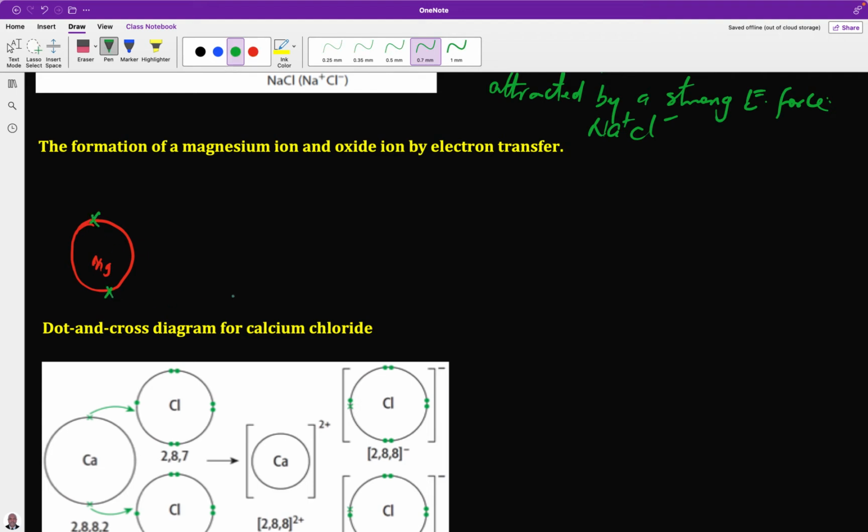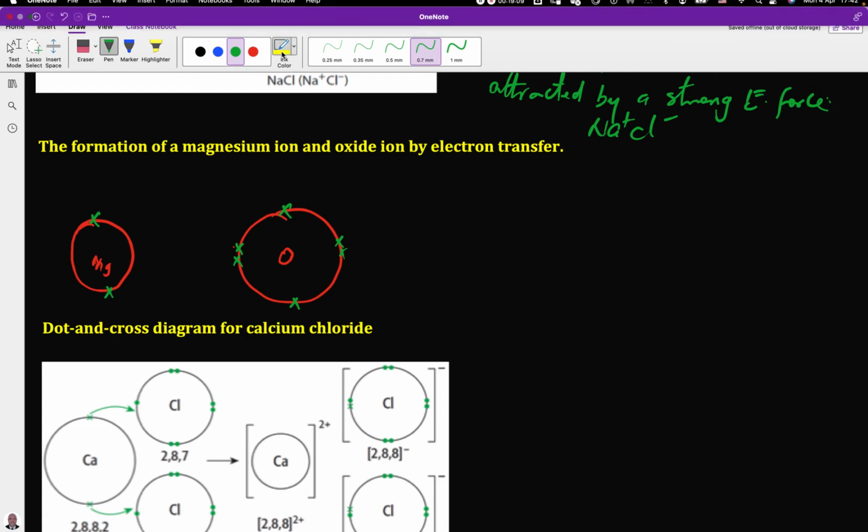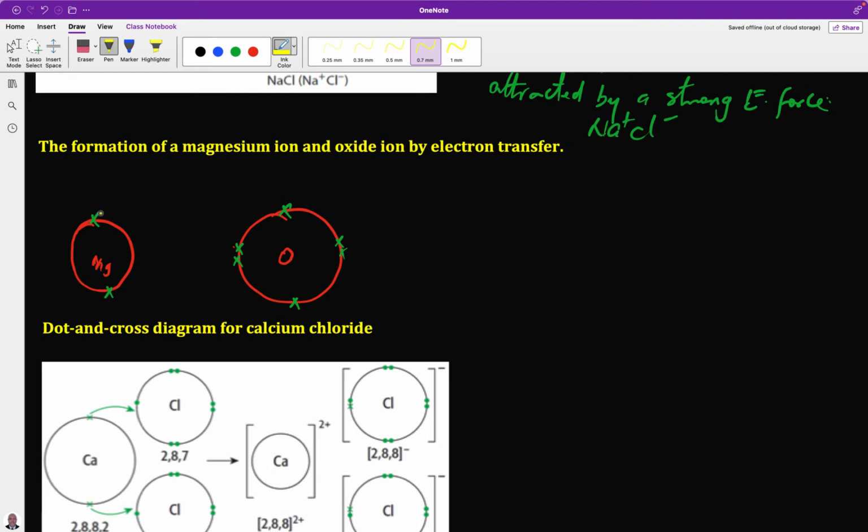Magnesium has 2 electrons. Oxygen has 6 electrons. We have 1, 2, 3, 4, 5, 6 for the oxygen. So now, what is happening here is this. Let me represent this with yellow.